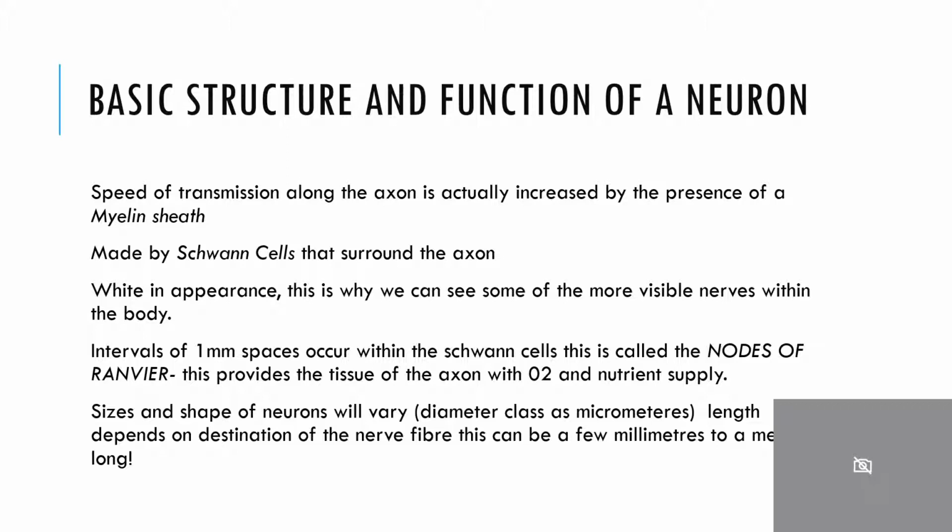The sizes and shapes of neurons will vary. We class the diameter as micrometers, and the length depends on the destination of the nerve fibre, and this can be a few millimeters to a metre long.